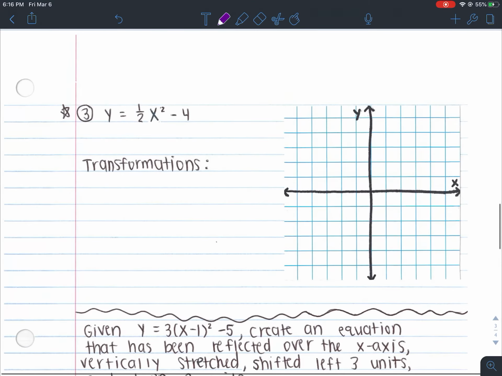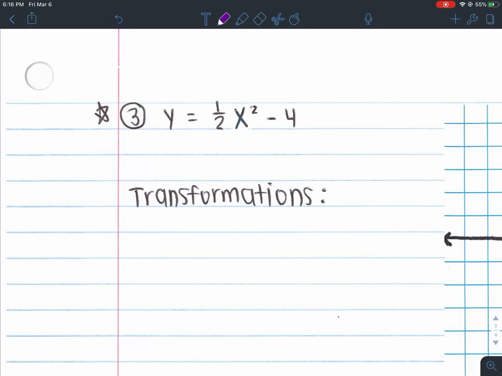All right, going on to number 3. Now, this one I do have a star next to, because does it look like it's in vertex form? No, right? Because vertex form has parentheses. So we'll be like, okay, well, that doesn't even look like vertex form. What is this?